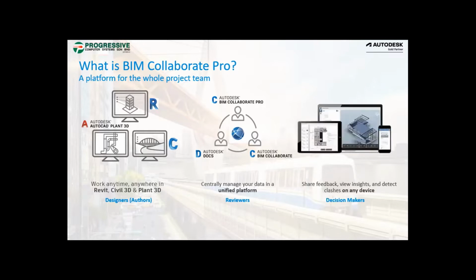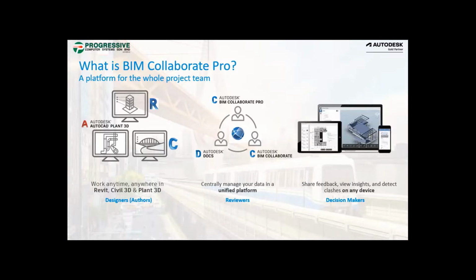BIM Collaborate Pro can also help decision makers. They may need authoring tools like Revit, Civil 3D, and Plant 3D, where you can manage your design and design review and get input from important project contributors. So this is basically the usage of BIM Collaborate Pro.